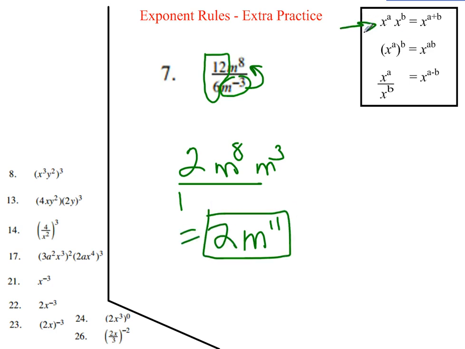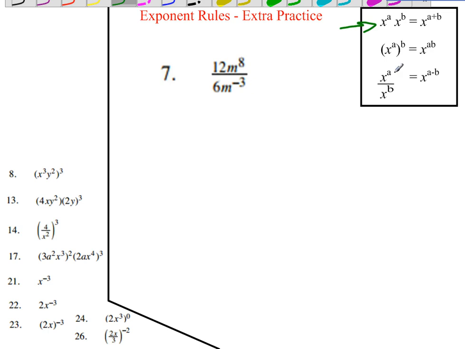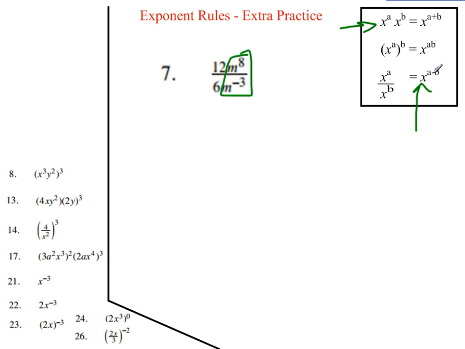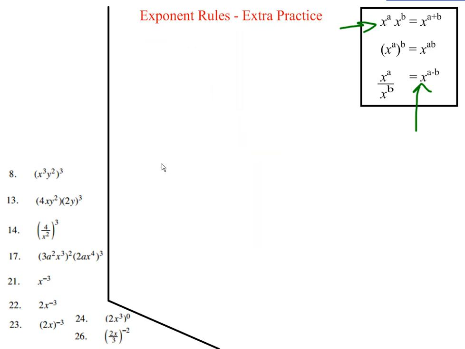Just using that rule. Now the other way to do this problem is to use the division rule here, where you subtract the powers. So you could do the 2 like we did before, and then m to the 8 minus negative 3. You're subtracting because it's division, and then minus the negative changes into an 11 that way. So whichever you prefer. I'm going through these quickly, so pause whenever you need to pause.